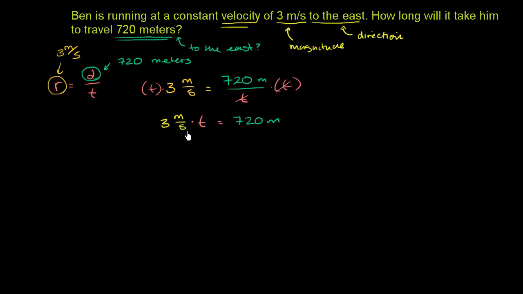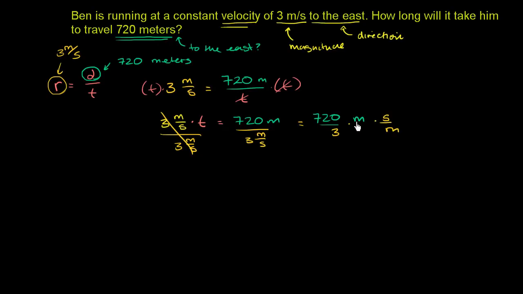So if you want to solve for time, you can divide both sides by 3 meters per second. And then on the left side, they cancel out. On the right-hand side, this is going to be equal to 720 divided by 3 times meters. That's meters in the numerator, and you had meters per second in the denominator. Let me color code it. So 720 meters, and now you're dividing by meters per second. That's the same thing as multiplying by the inverse, times seconds per meter.